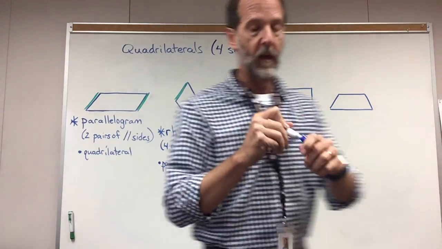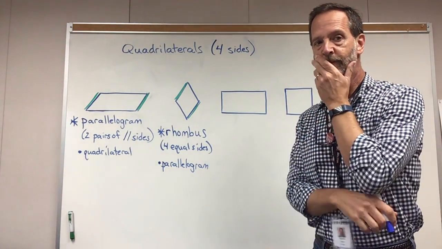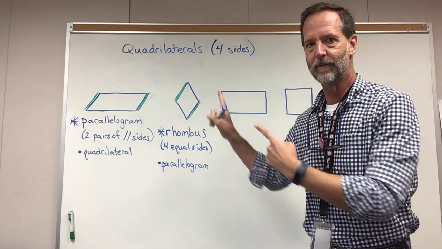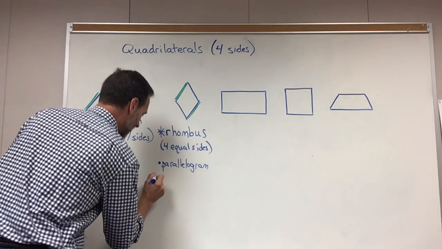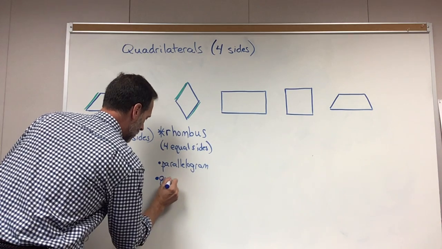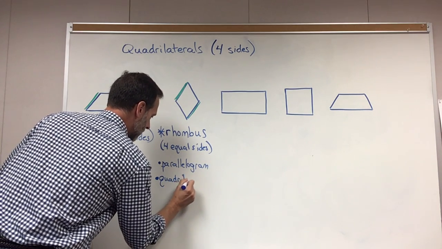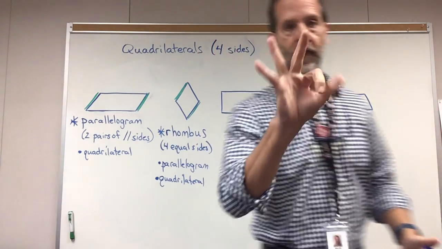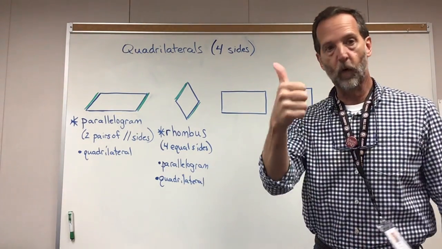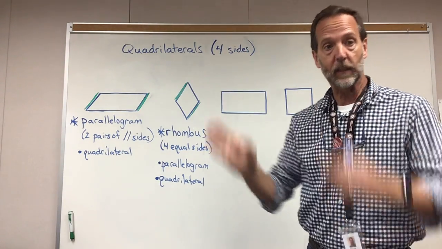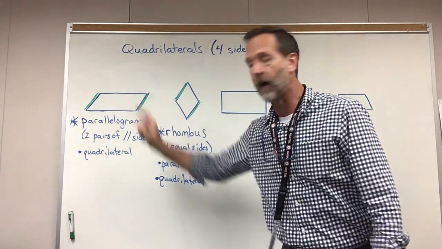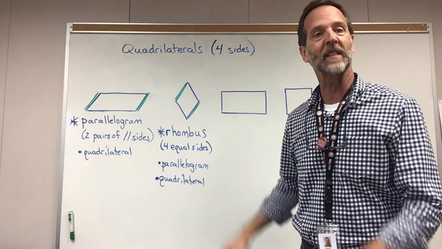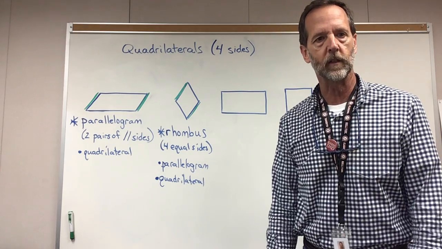It's also a parallelogram. Can you think of another thing that it is? How many sides does it have? It has 4 sides. If it has 4 sides, it's a quadrilateral. So this figure can go by 3 names. It has 4 sides, quadrilateral. It has parallel sides, 2 pairs. It's a parallelogram. It has 4 equal sides. That makes it a rhombus, and that's its best name, its most descriptive name.